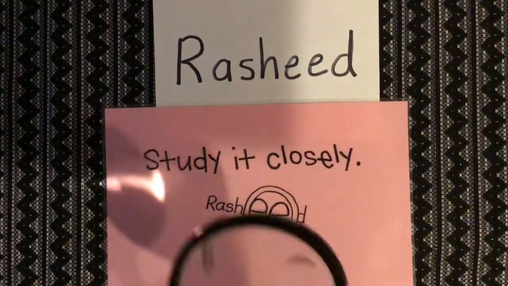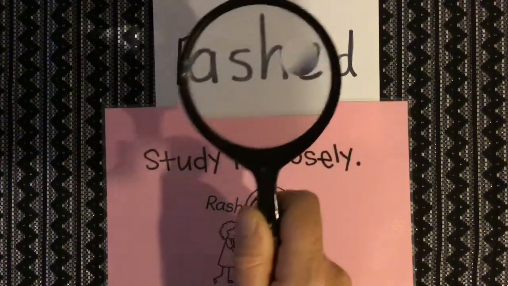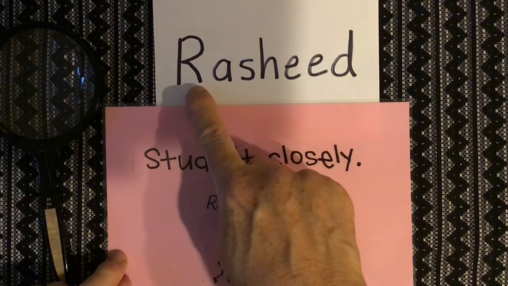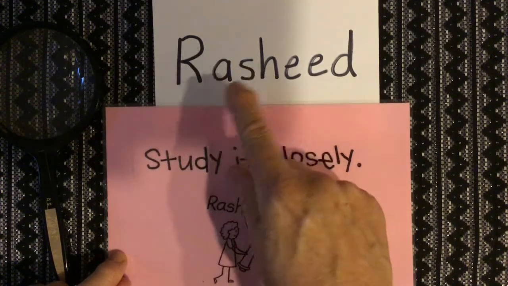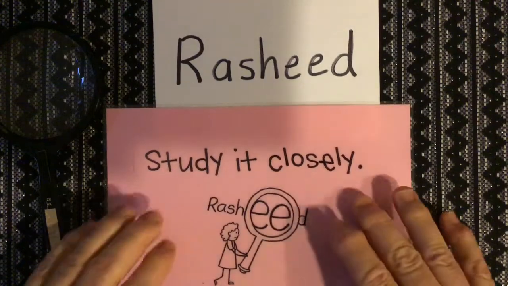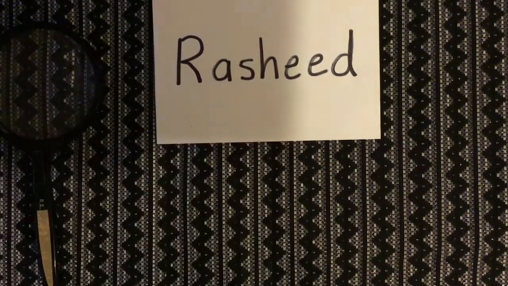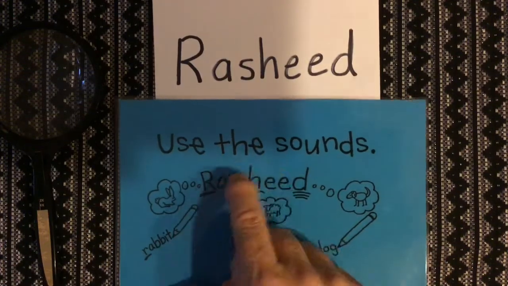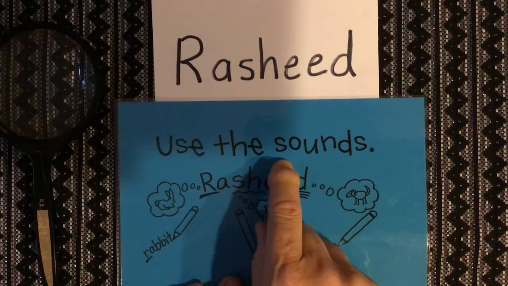Study it closely. Ooh, I've got my magnifying glass out. I'm going to study it closely. I'm going to look closely at the letters. Part of studying it is doing what I talked about next. We're going to really use the sounds to do other stuff. That's part of studying too.